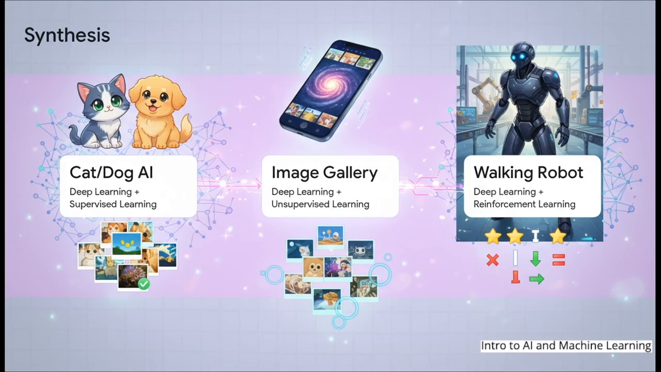Example 1, an AI that perfectly recognizes cats and dogs. What is it? It's a deep learning model brain trained via the supervised learning method using labeled photos. Example 2, an AI organizing your phone's photo gallery. It is the exact same deep learning model brain, but this time trained via the unsupervised learning method to find hidden visual clusters. Example 3, a physical robot navigating a factory floor. Again, it's a deep learning model brain, but trained via reinforcement learning using environmental rewards and penalties. The brain stays the exact same. The method of teaching is what changes.